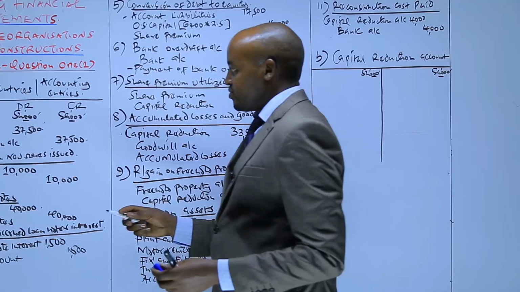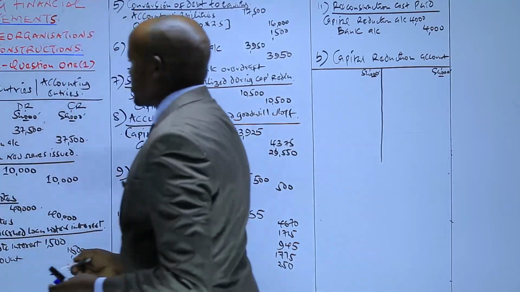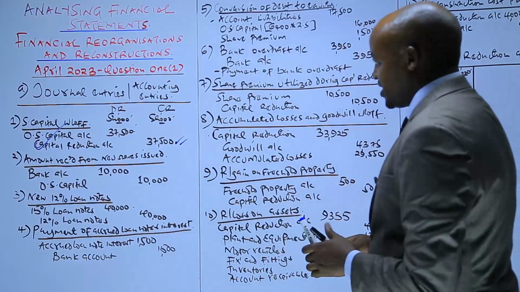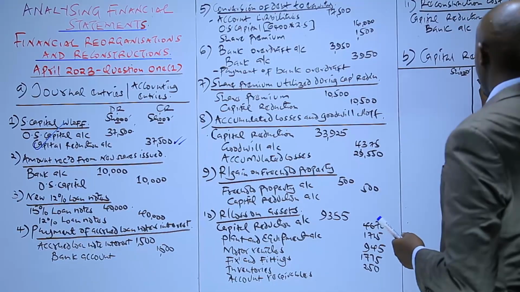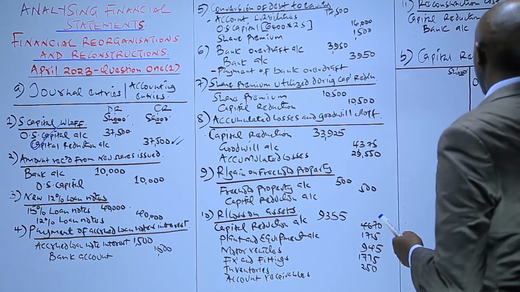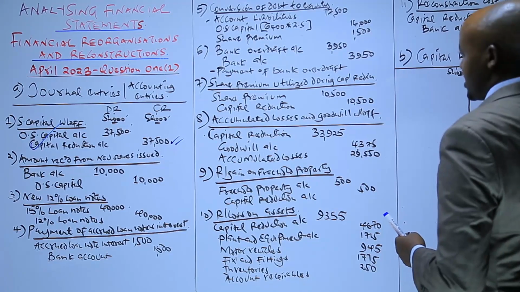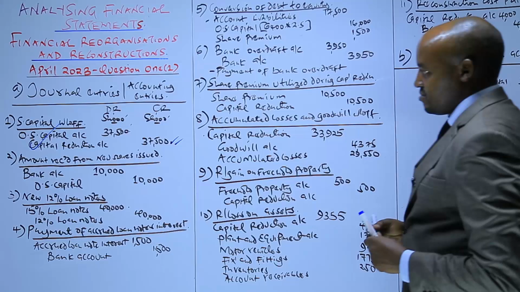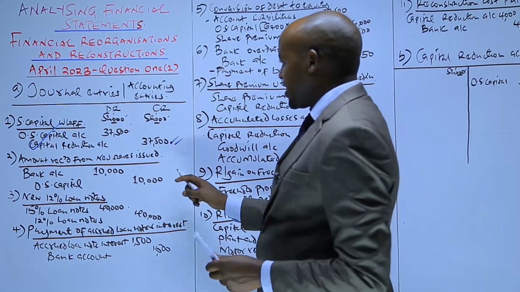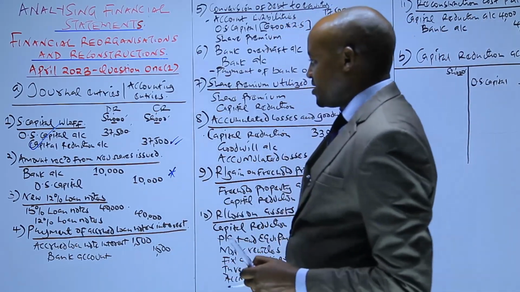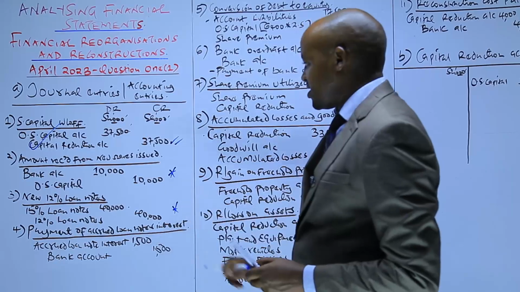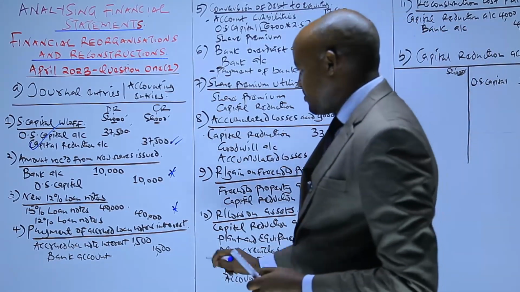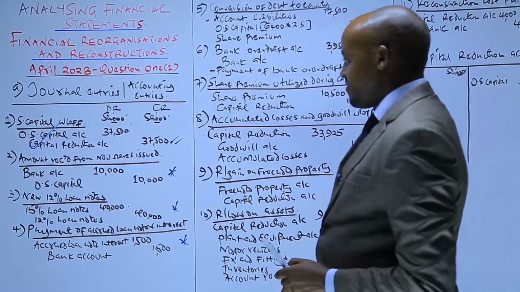So let's go through the first one. Is the capital reduction account affected? Yes. So the capital reduction should be credited, and the other entry will be in the ordinary share capital account. So we credit this account with an amount of 37,500. The next one does not affect the capital reduction, so we skip that. The same case with journal entry number 3, and the same case with journal entry number 4.